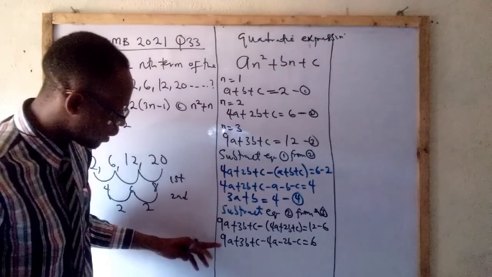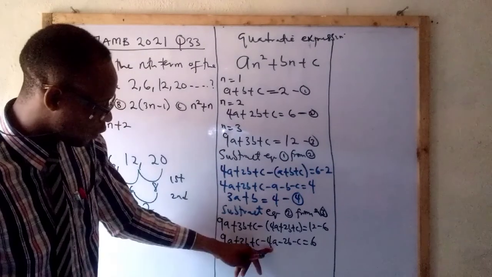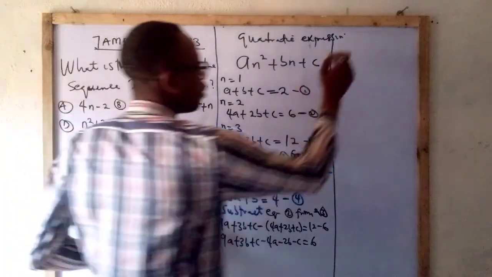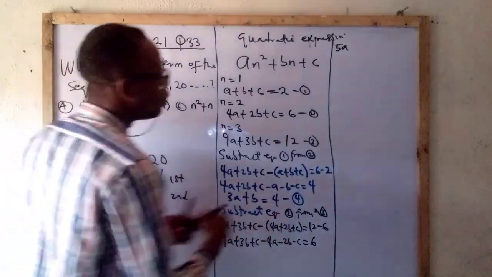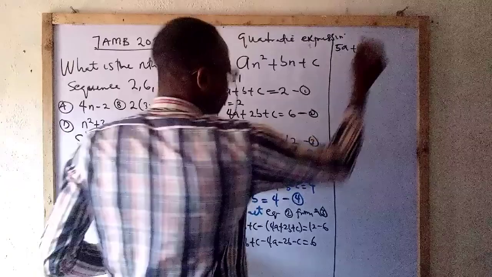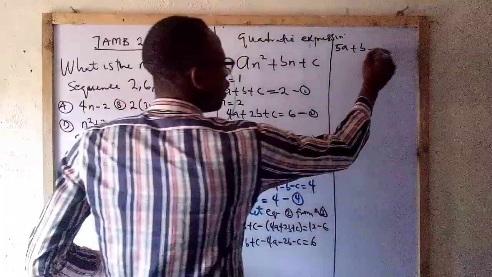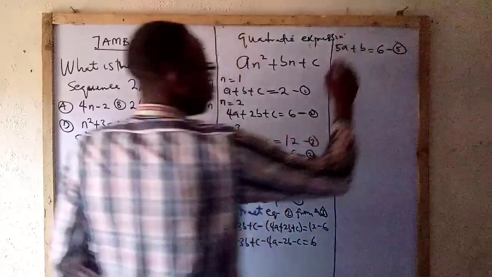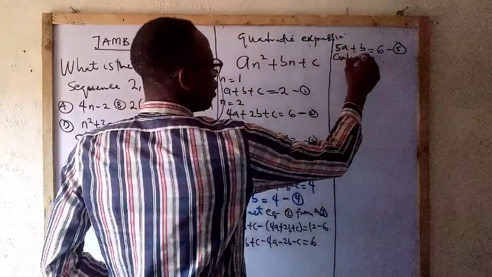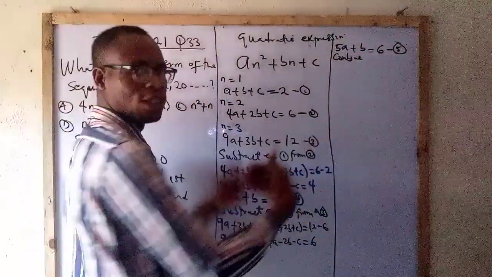So if you subtract 9a minus 4a by collecting like terms, I'm going to have 5a. Then 3b minus 2b, I'm going to have plus b. Then c minus c is 0. Then everything is equal to what? 6. Equation 5.